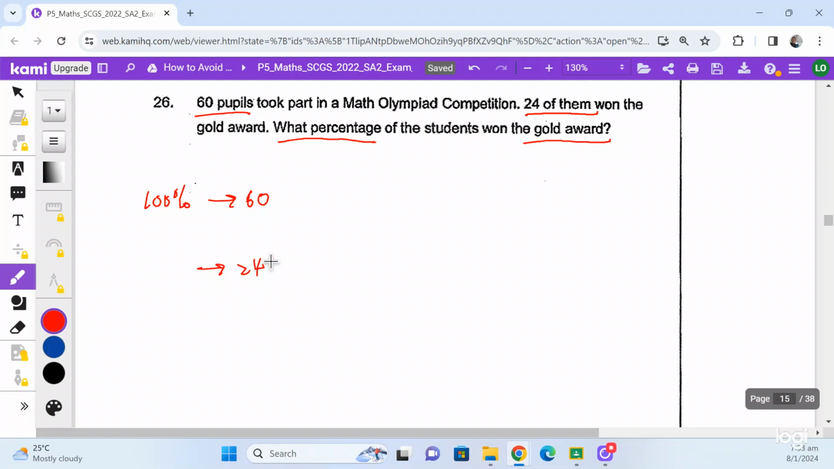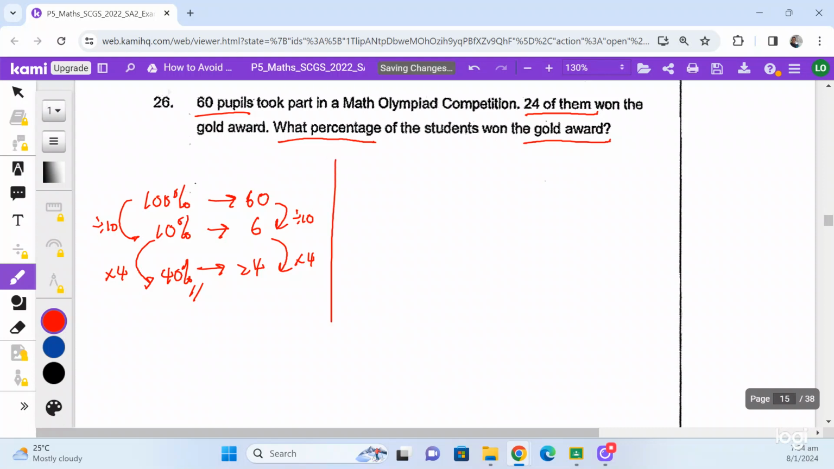To do that, we will have to do some thinking. So we have to find 1%, and then 24 will be how many percent. Some of the students may even do something very good, which is to divide by 10. Divide by 10, and 60 also divide by 10. You get 6. And then later you times 4 to get 24, and the other side you also times 4 to get 40%. So 40% of the pupils won the Gold Award.